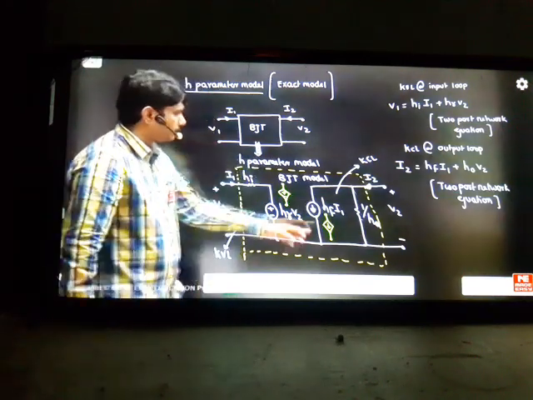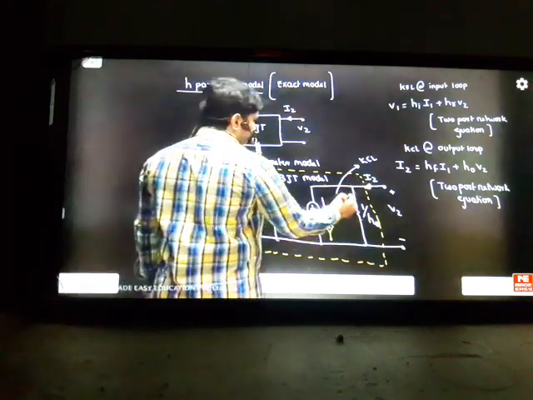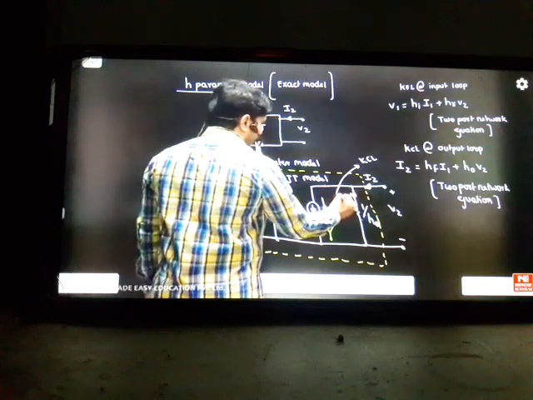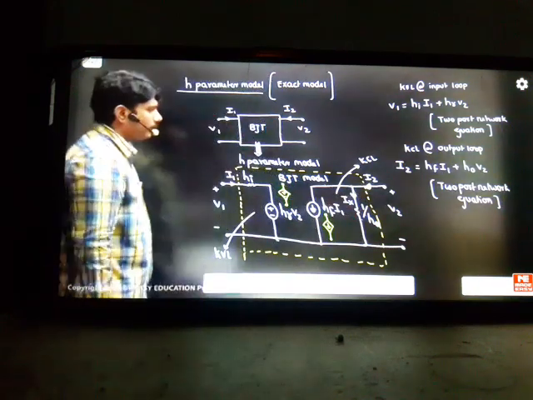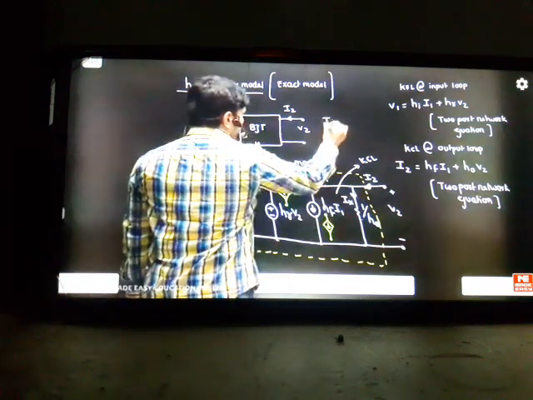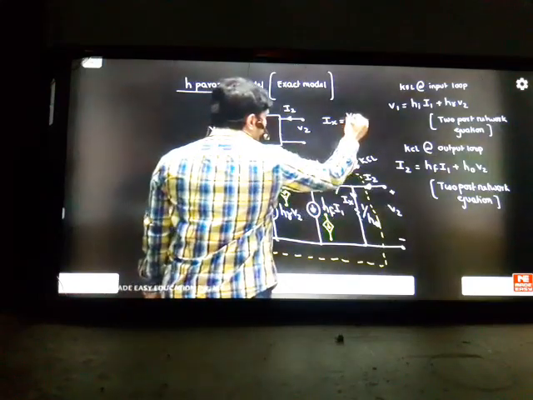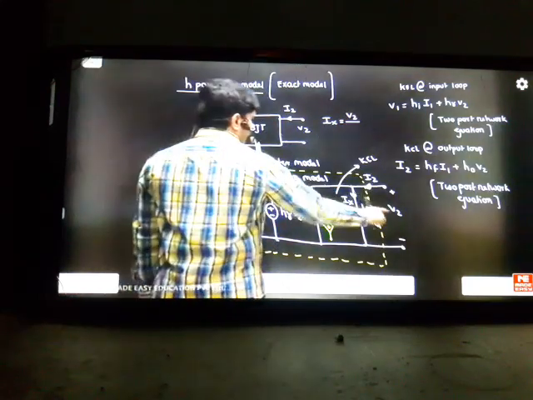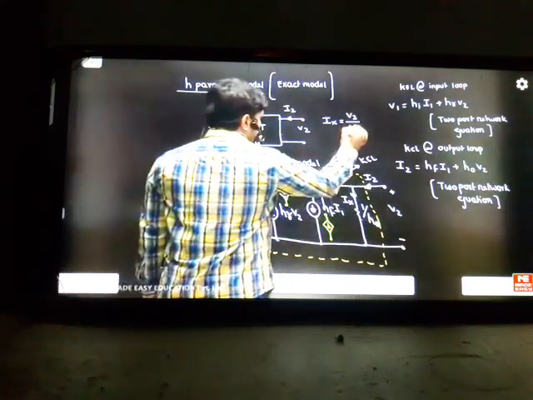Suppose you take this current as some Ix. If I want to write this current, how can you write it? Ix is voltage by resistance, not voltage into resistance. Voltage by resistance. Therefore, the resistance here is 1 by H0.